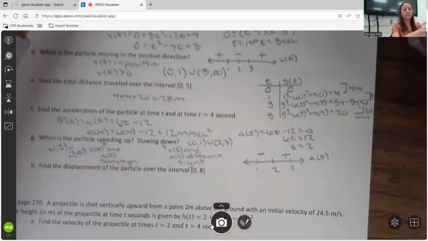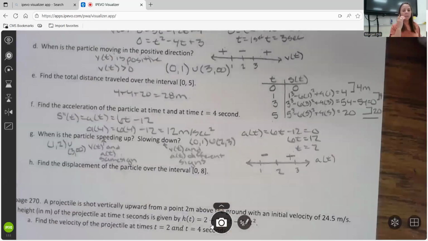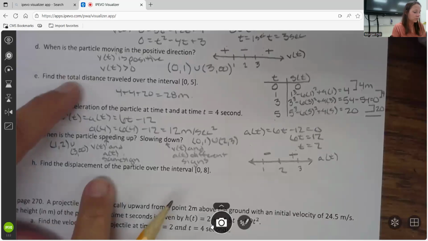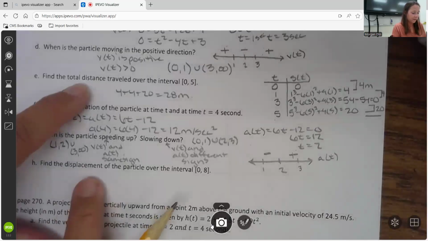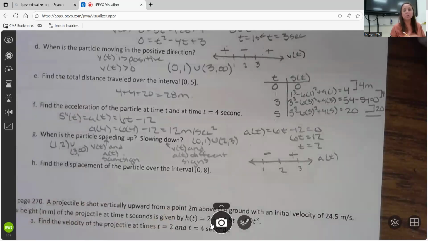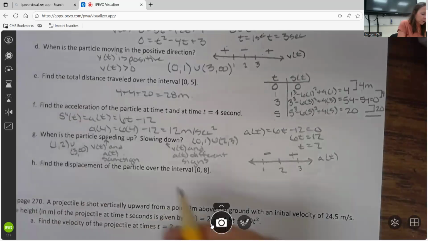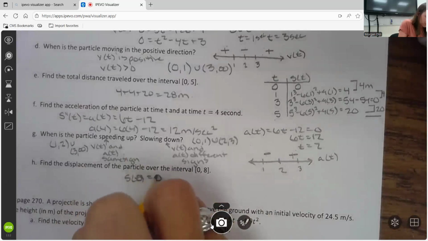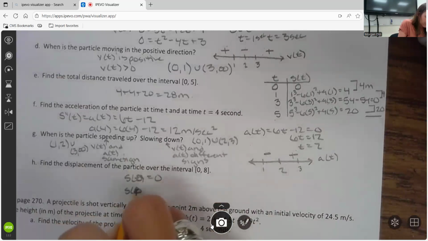Now find the displacement of the particle over the interval from 0 to 8. So notice this is a totally different question from E. Find the displacement, how much it moves from 0 to 8. Who cares what it does going backwards or forwards? Well, we already know S of 0 equals 0. So now we need to find S of 8.